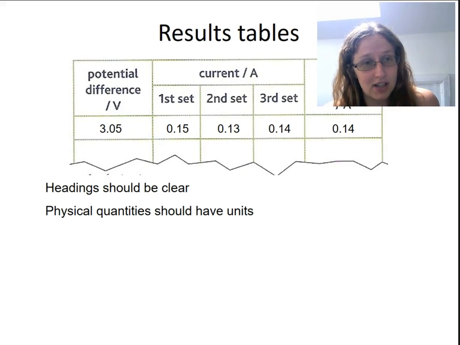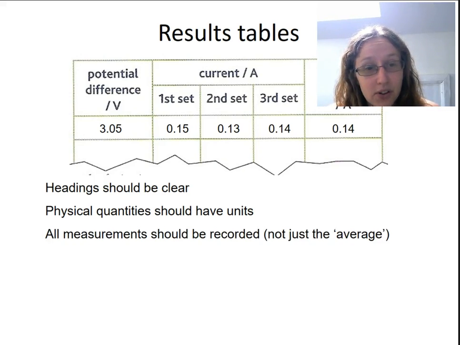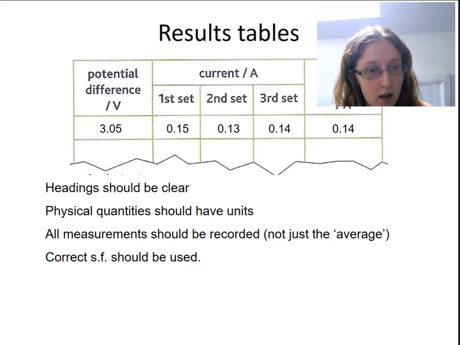So for instance, you can see that potential difference is in volts, current is in amps. Now I don't really mind how you separate it. Sometimes folk put them in brackets, that's fine. I will always use the slash like it is on here. Right, so other things. Everything is recorded. All your raw data needs to be recorded. You don't just put the average. You've got to put everything down.